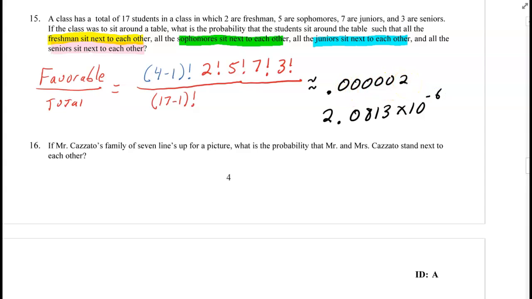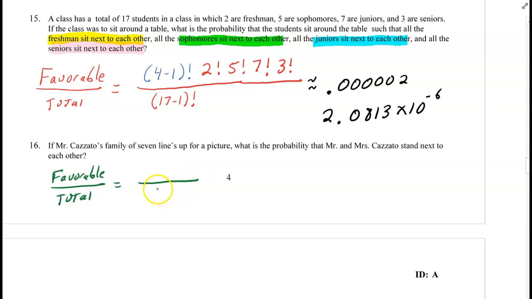Okay, let's take a look at number 17. If Mr. Cazzato's family lines up for a picture, what is the probability that Mr. and Mrs. Cazzato stand next to each other? So again, we're going to do favorable over total.